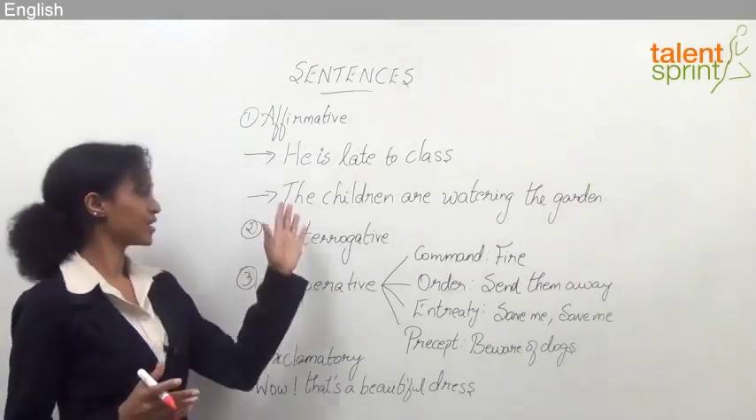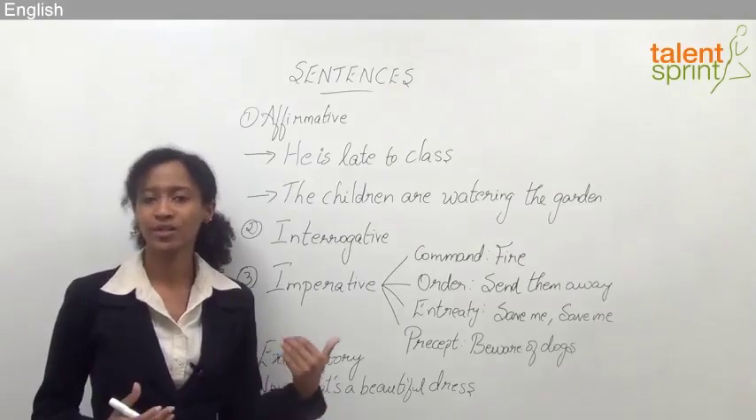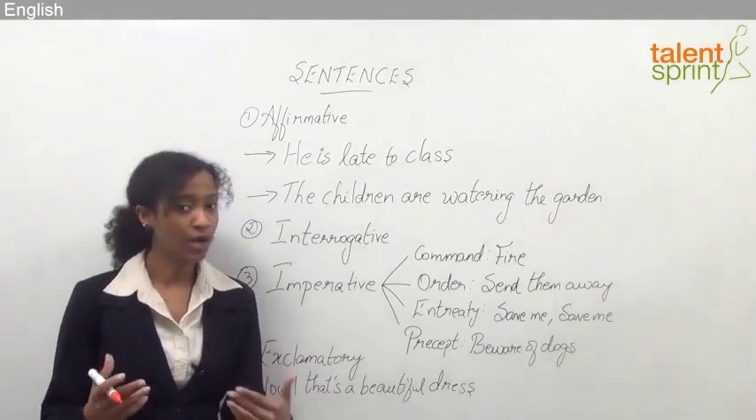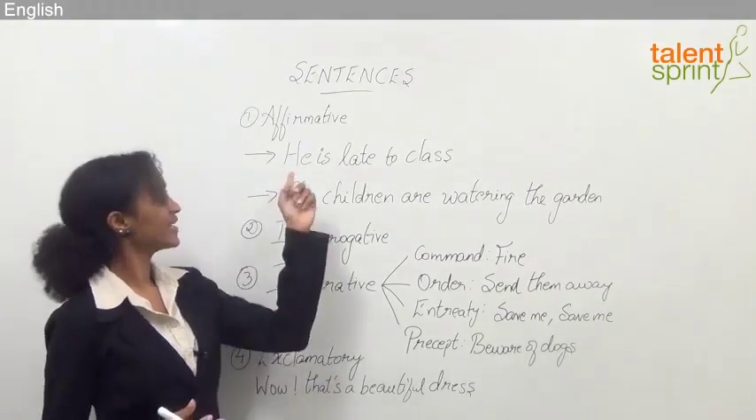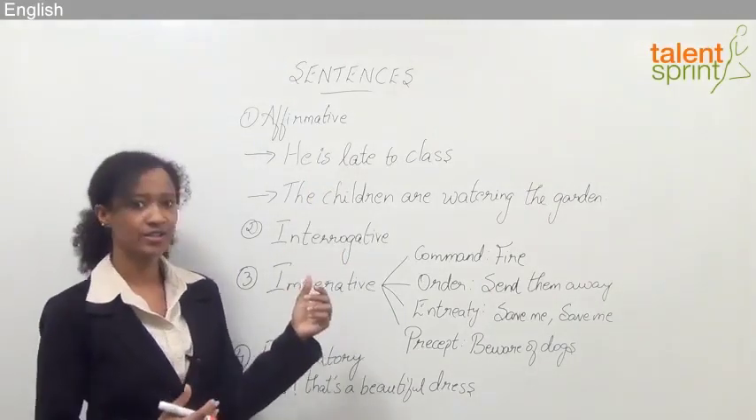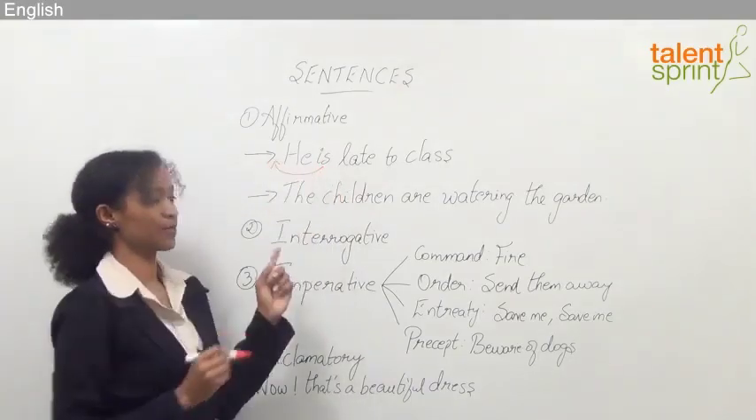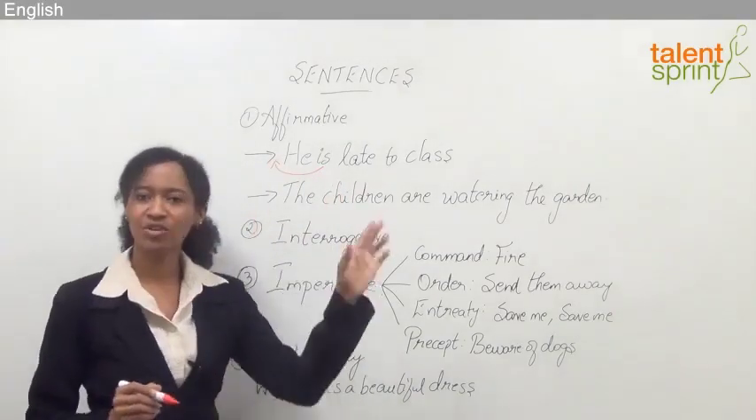So let's look at that with these examples. He is late to class. Now, which is the helping verb here? The be forms are is, am, are, was, were, remember. So here it is. What I'm going to do is just change the order here. I'm going to transfer this 'is' and place it before the subject. So, is he late to class?